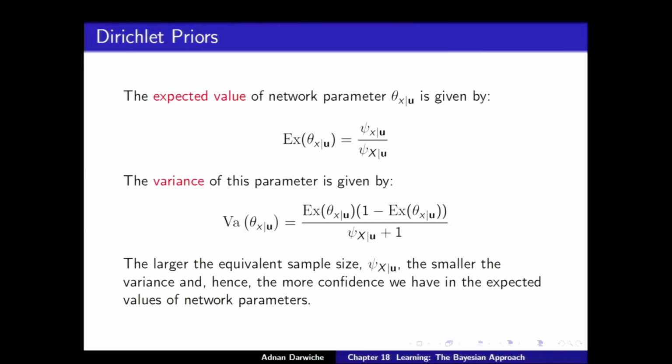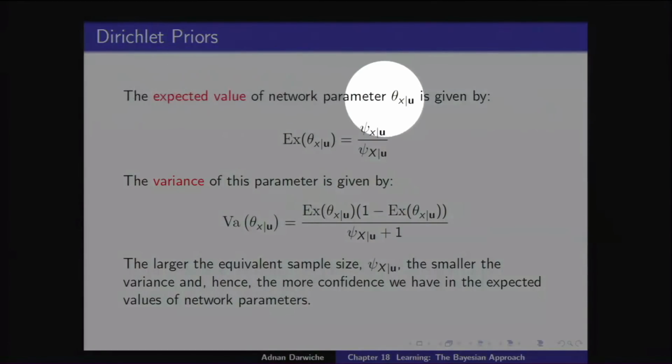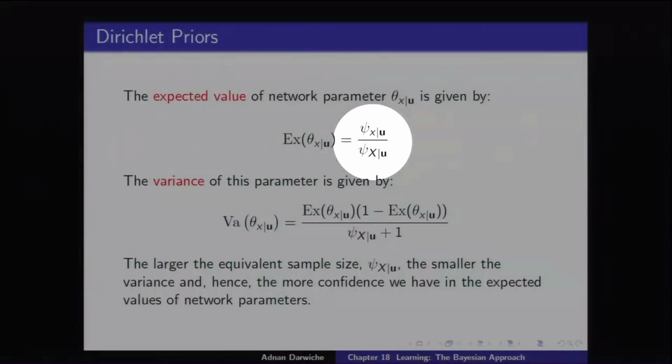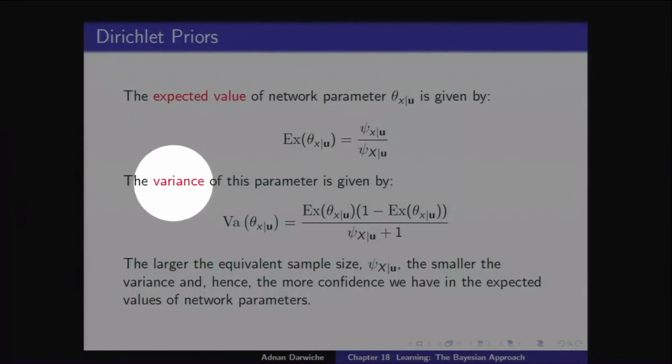The expected value of a particular parameter, or a particular component of the parameter set, is this, which is what we did numerically already. So the expected value of this parameter, you just look at its own exponent divided by the equivalent sample size. And that's the variance. The variance of this parameter is given by that, right? And look at what's going on here. Look below.